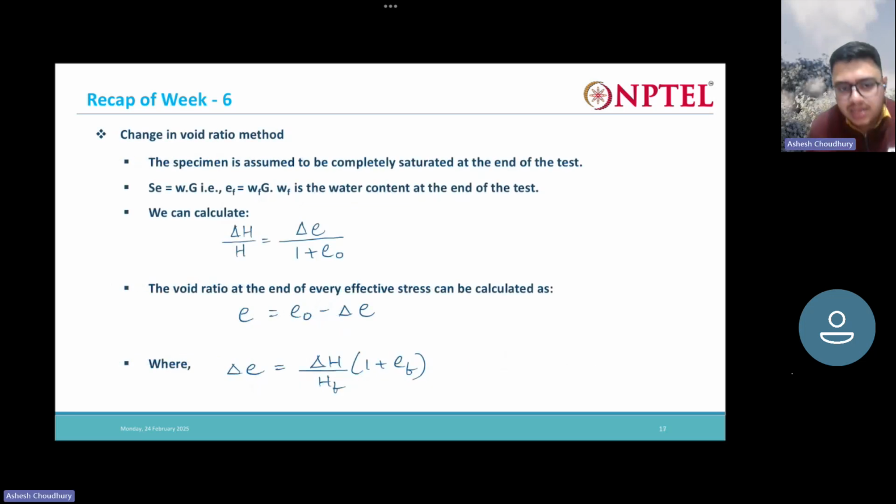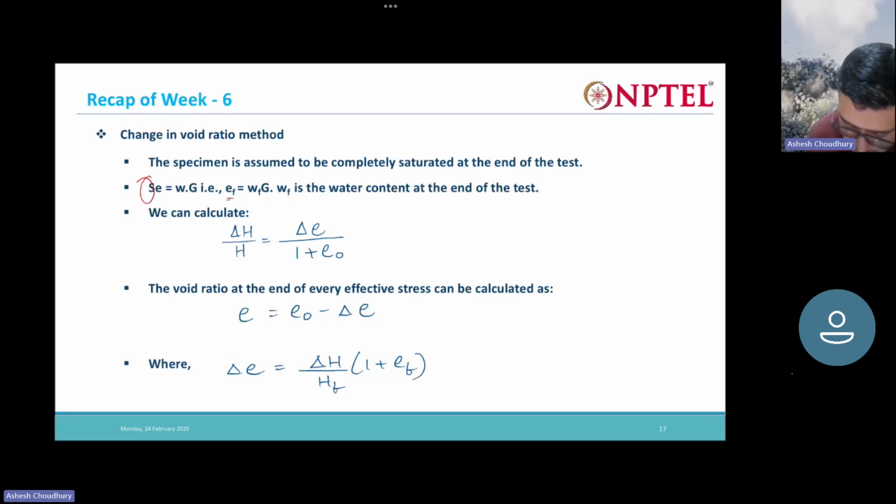And there is one more method, that is known as the change in void ratio method. The specimen is assumed to be completely saturated at the end of the test. Now at the end of the test, we can find out the final void ratio is equal to w into G, as S is 1. The final void ratio is equal to the water content at the end of the test times the specific gravity. So ef is equal to wf into G. After that, we find out ef, then we can calculate.